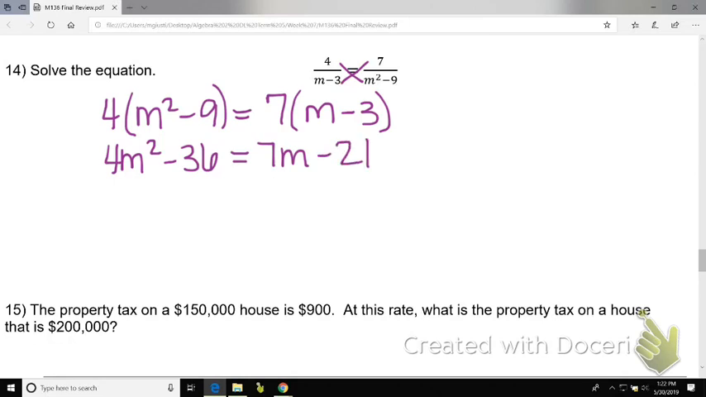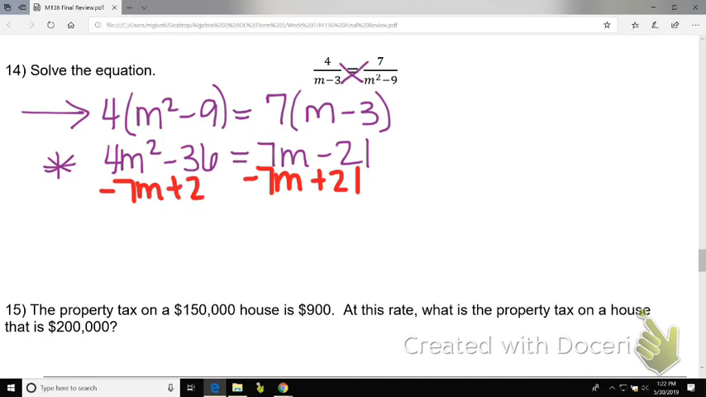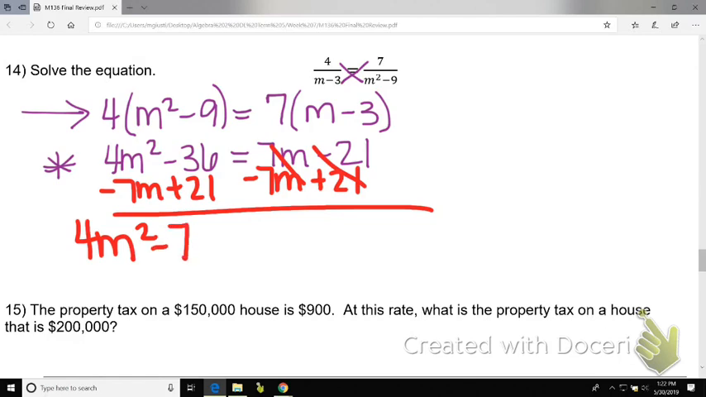Okay? So even if you skipped this first step, everybody should at least have the 4m squared minus 36 equals 7m minus 21. And whenever, like I said before, if I see a squared, I'm going to move everything to one side. So I would subtract 7m and add 21. Four m squared is by itself. The negative 7m has nothing to pair with, but it has to go in the middle. And then what's negative 36 plus 21? Negative 15 equals 0.